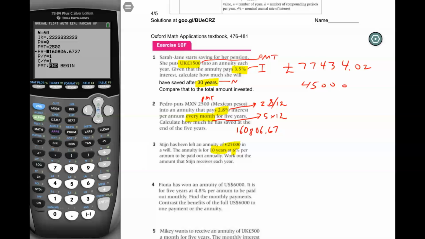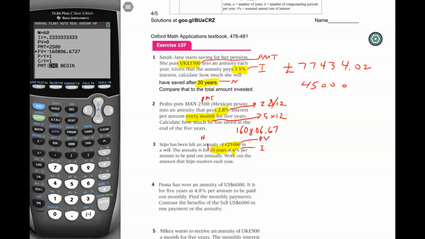Okay, so since this is not per month, it's per year, we can consider that N is actually going to be the 10 years. We don't need to multiply by 12. The 6% can be considered directly I. We don't have to divide by 12. And the annuity's value is $25,000, but it's going to be broken up into payments. So we can consider that to be the present value. And what would be the future value?